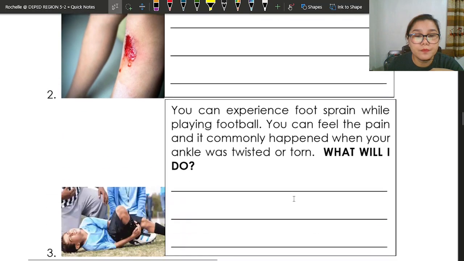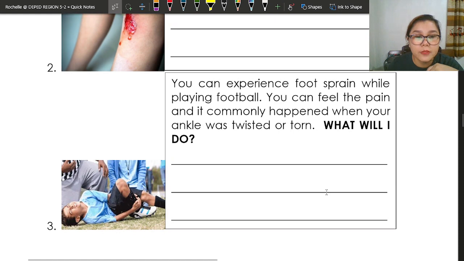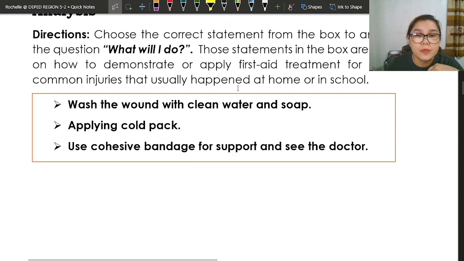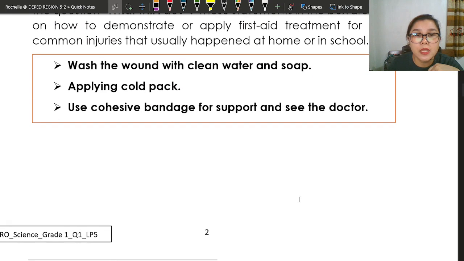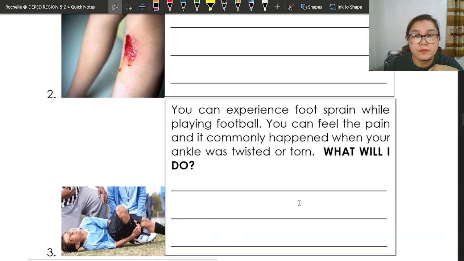Number 3, you can experience foot sprain while playing football. So, yung parang napipilay na, natitipalok. So, you can feel the pain and it commonly happen when your ankle was twisted or torn. What will I do? You have to choose from the box. Again, among these 3 statements. Pause to finish number 3.